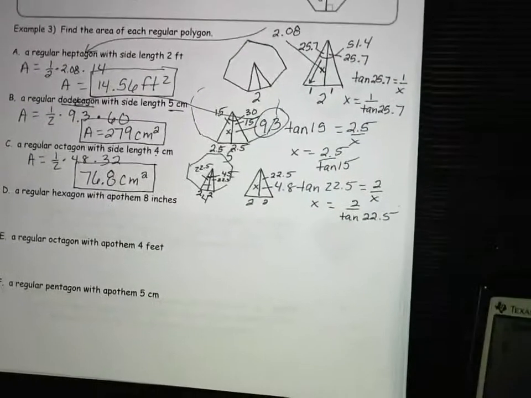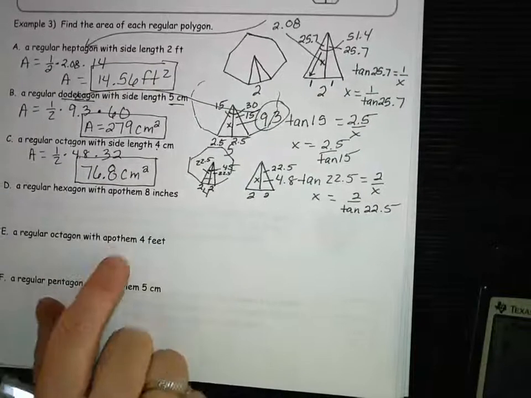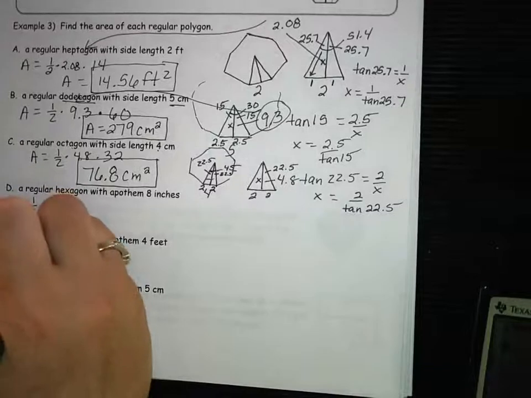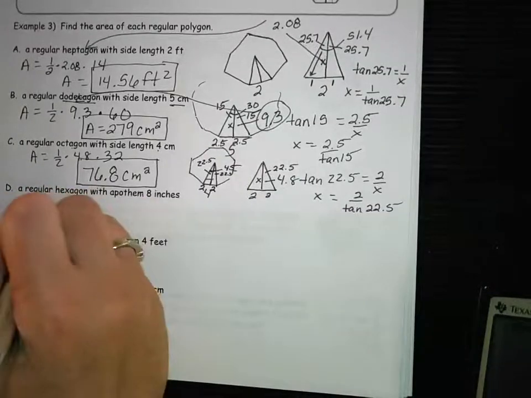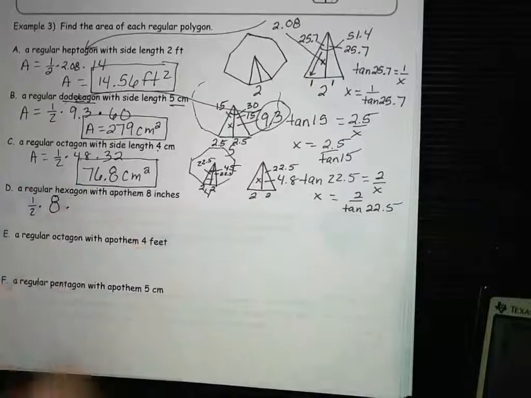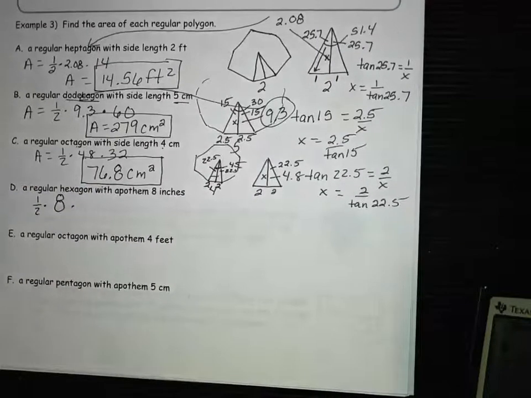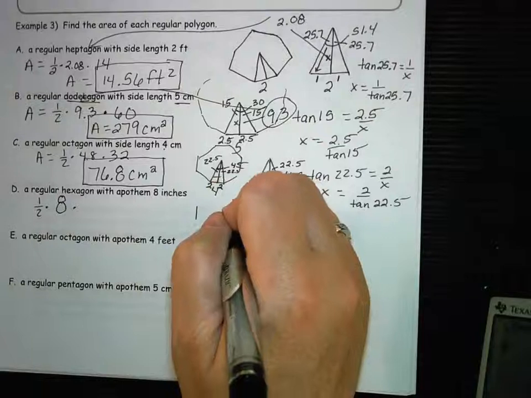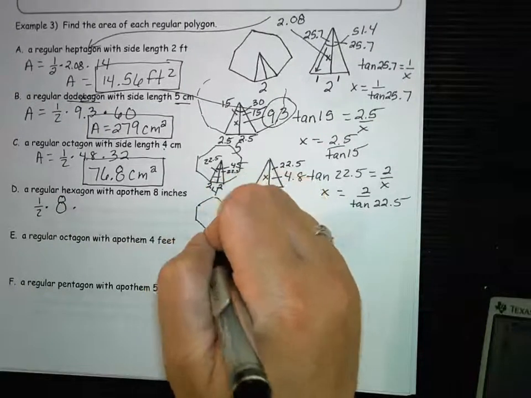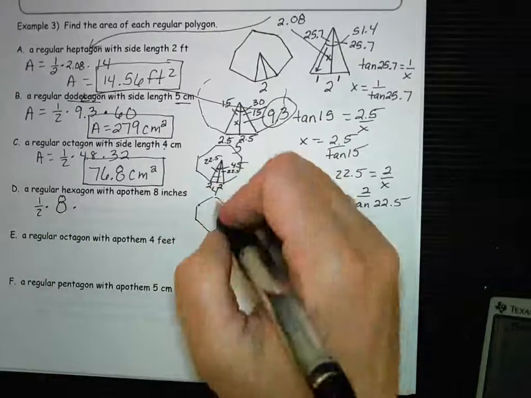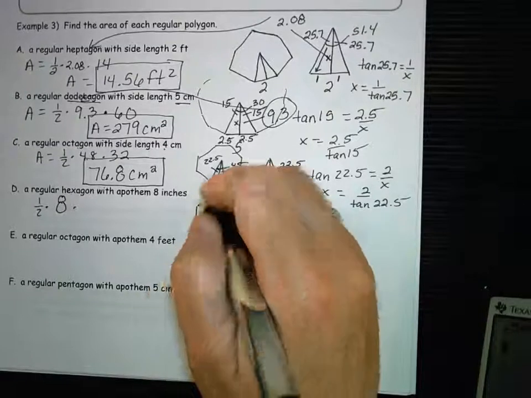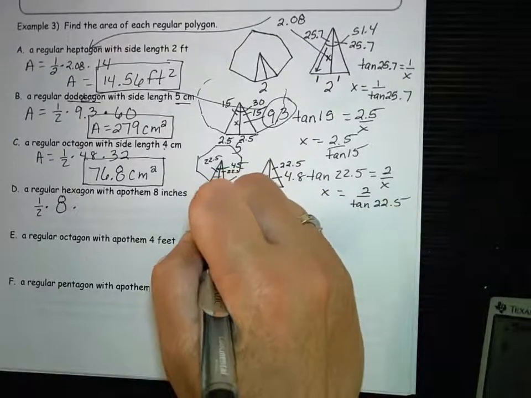In the next 3 examples, you will notice we are given the length of the apothem. This time we have a regular hexagon. We know the apothem is 8, but we need to find the perimeter. Same steps. Hexagon is a 6-sided figure. Drawing my triangle in here. This time the apothem is 8.